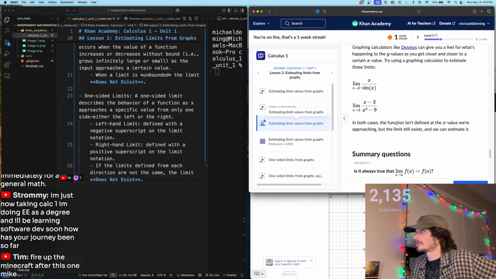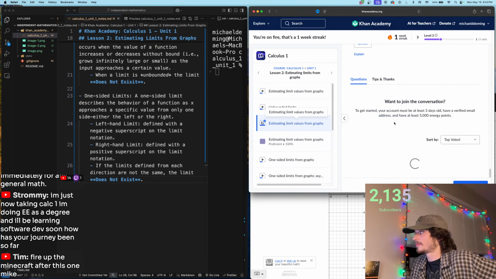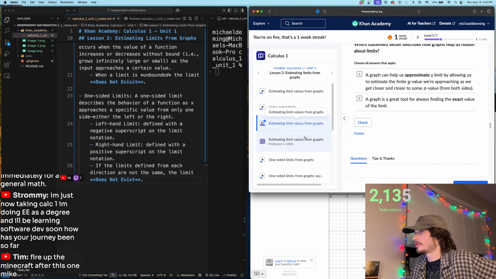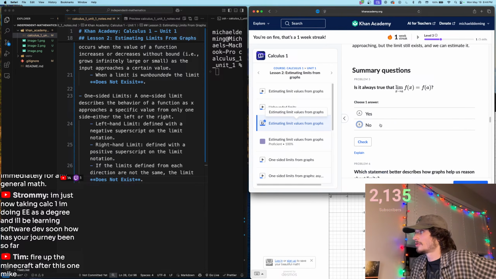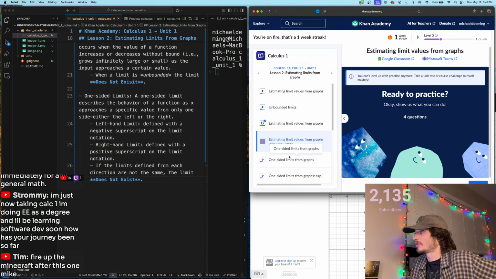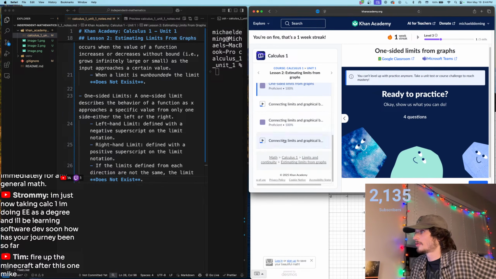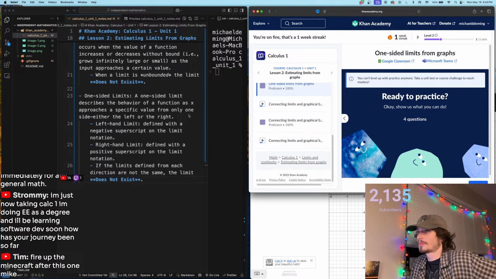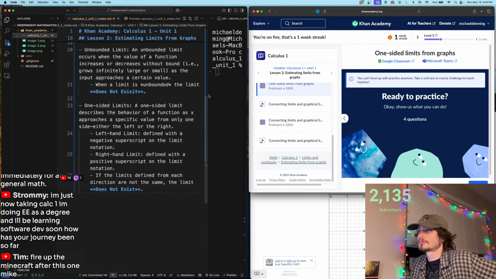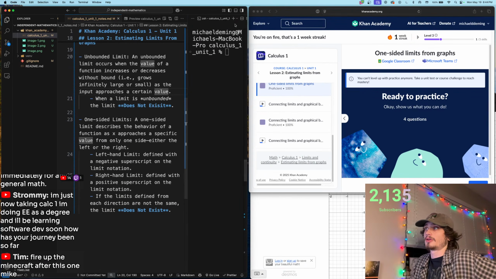Hold on one second. I want to see if we can get a piece of notes here. One-sided limits, graphs. All right, cool.